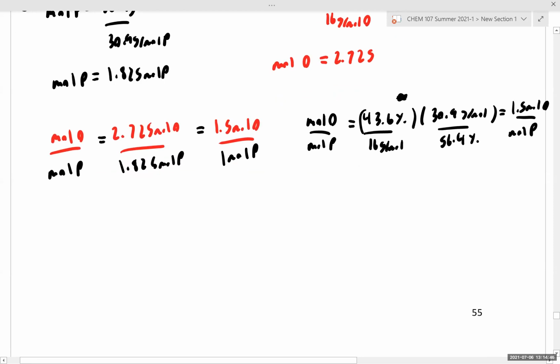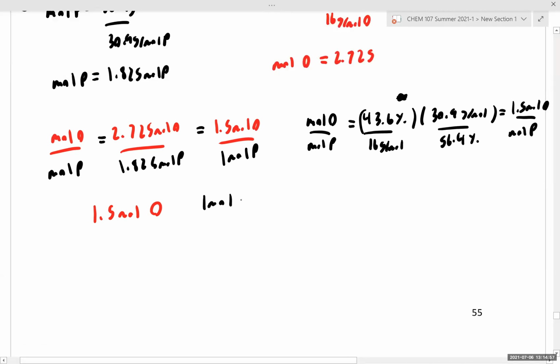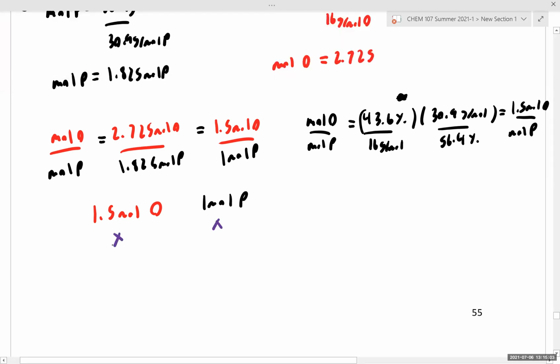So now that we have our mole to mole ratio, we need an empirical formula. So we know we have 1.5 moles of oxygen, and we know we have 1 mole of phosphorus. So what whole number do we need to multiply our moles by to get a valid empirical formula? Two, exactly right. So that in turn gives us an empirical formula of P2O3.